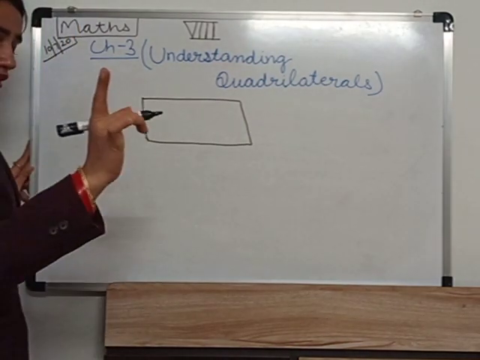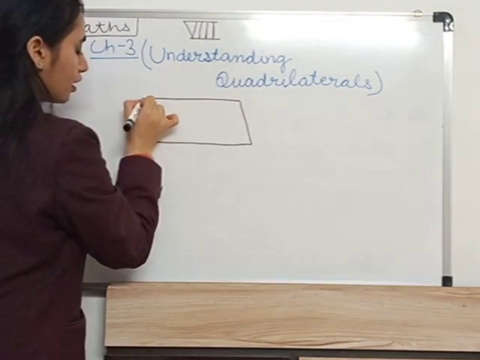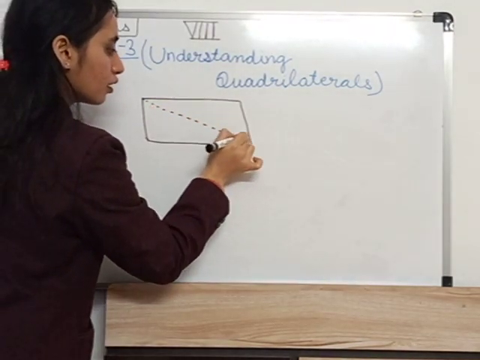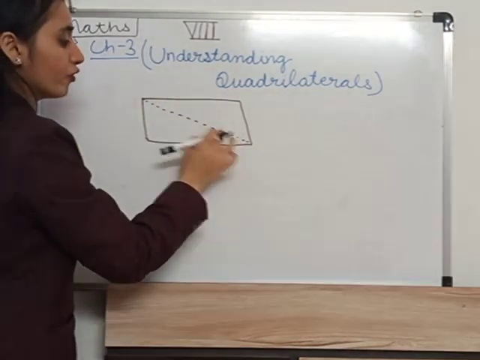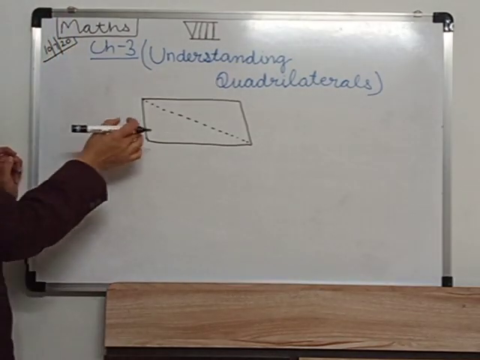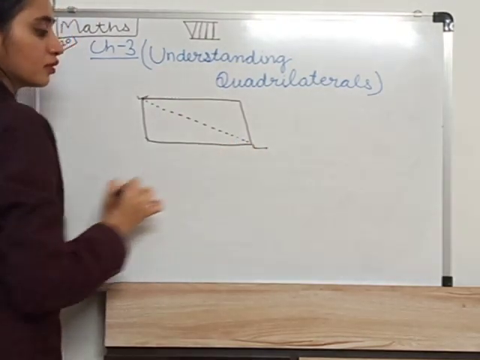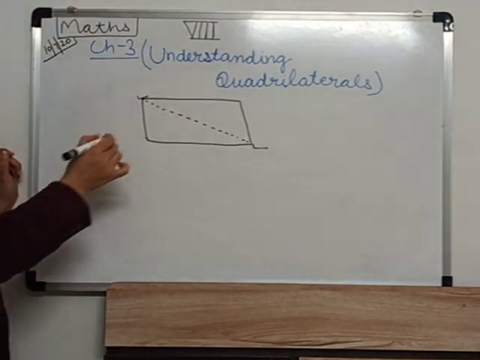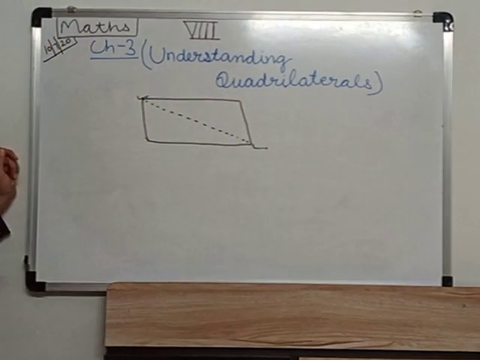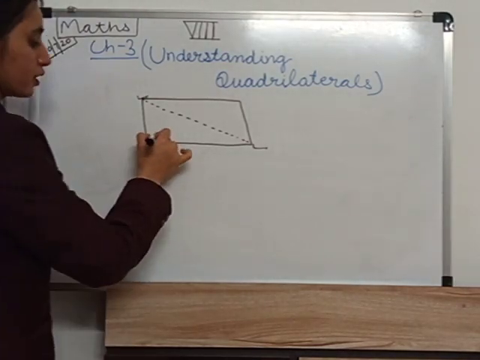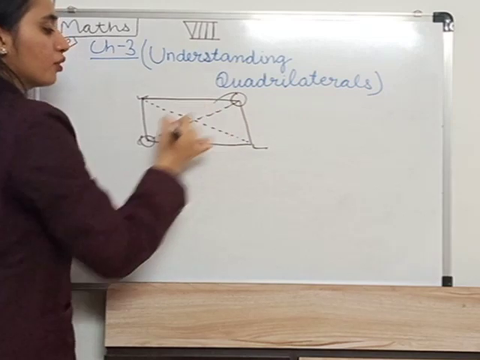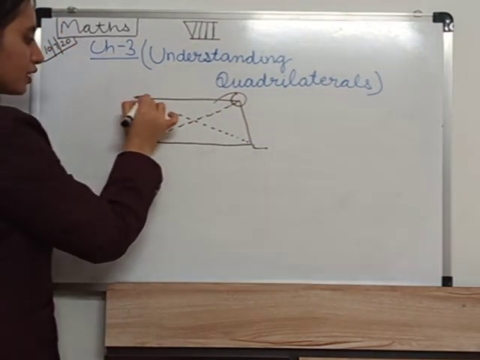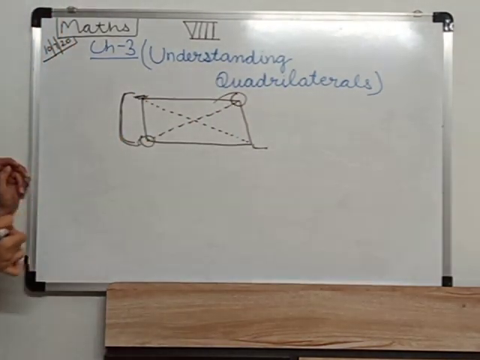A diagonal is a line segment connecting the non-consecutive vertices of any polygon. Joining two non-consecutive vertices is known as a diagonal of that figure, that polygon. This is called a diagonal. These are non-consecutive vertices, and these both are consecutive vertices.